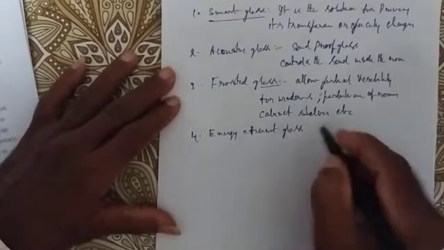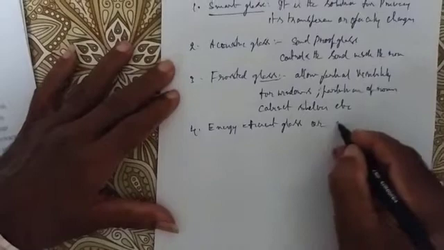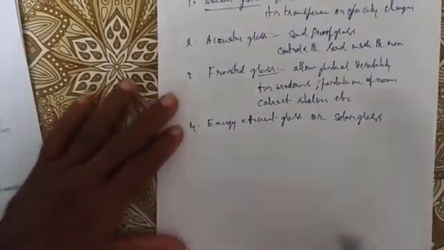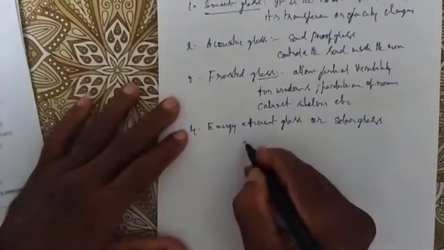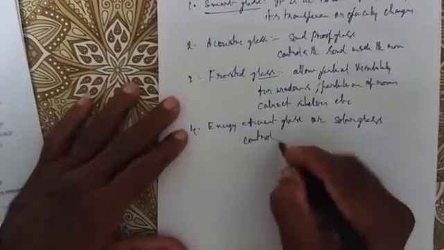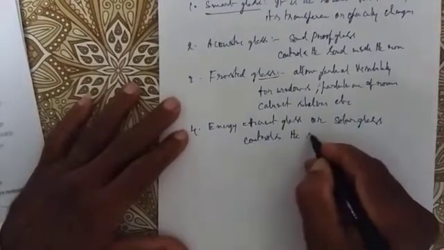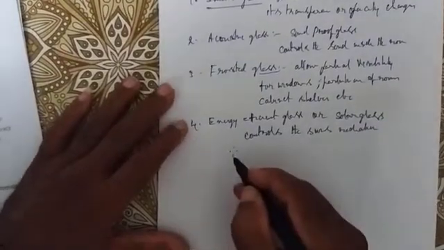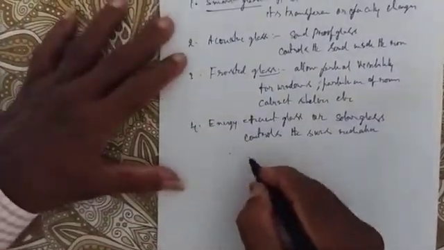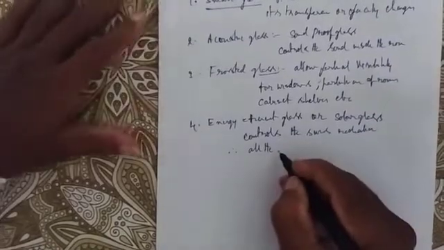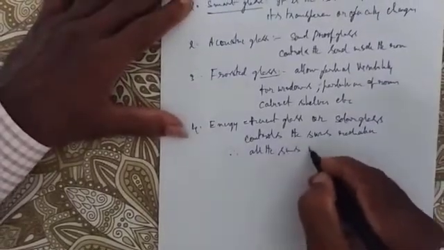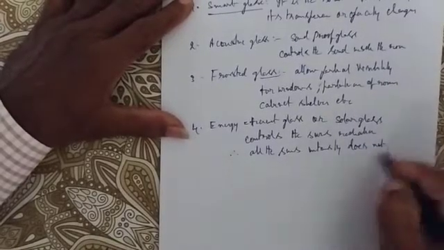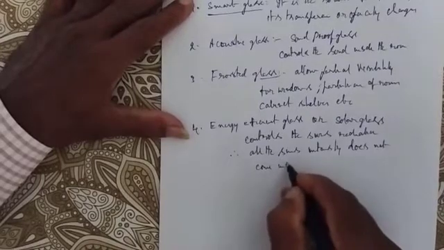And finally, energy efficient glass. Energy efficient glass is also referred to as solar glass. So what happens is solar glass controls the sun's radiation. That means all the sun's intensity does not come inside.